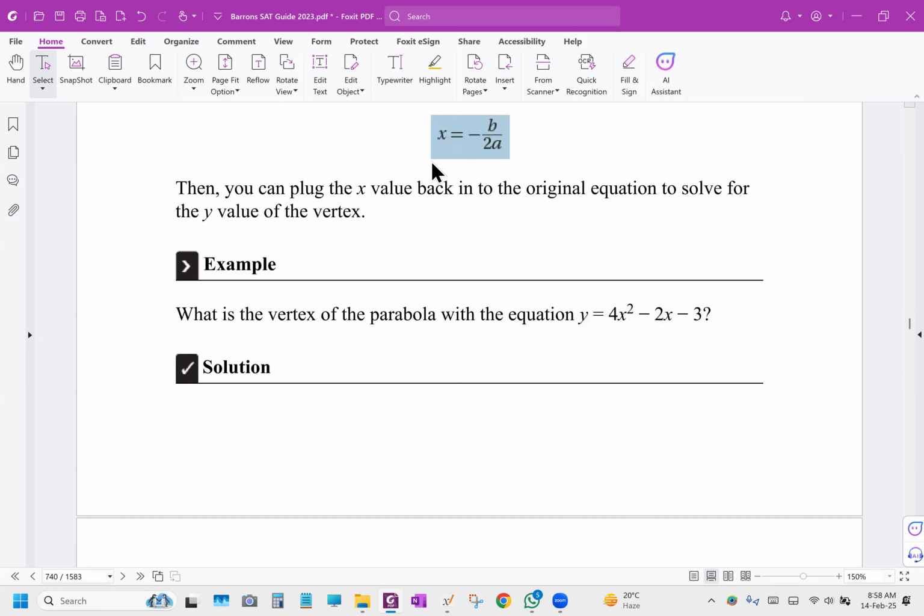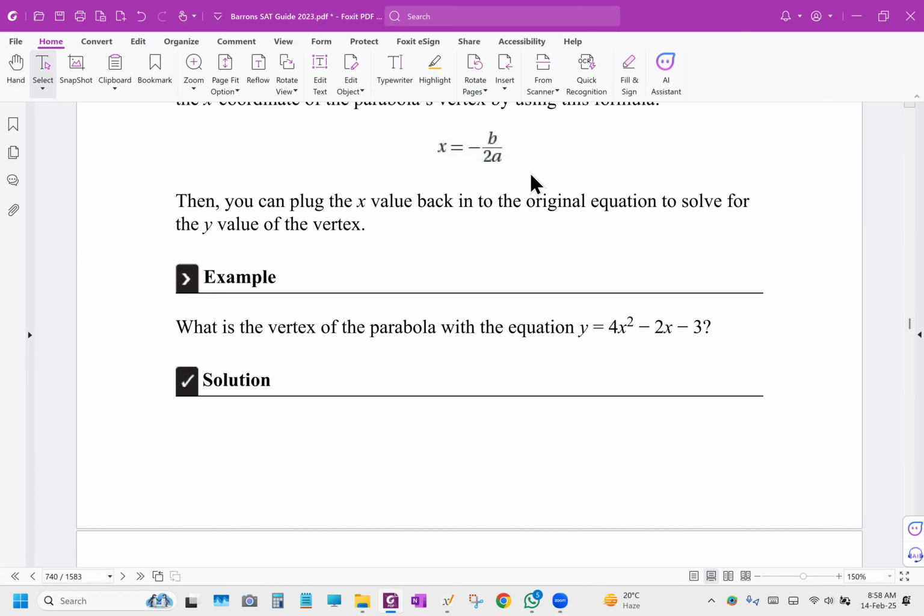Sorry, can I solve it and then ask you if it's right? Can I solve that first? Yes, you can try it out. Yeah, sure, you can do that. Is it negative 2 over 2 times 4?